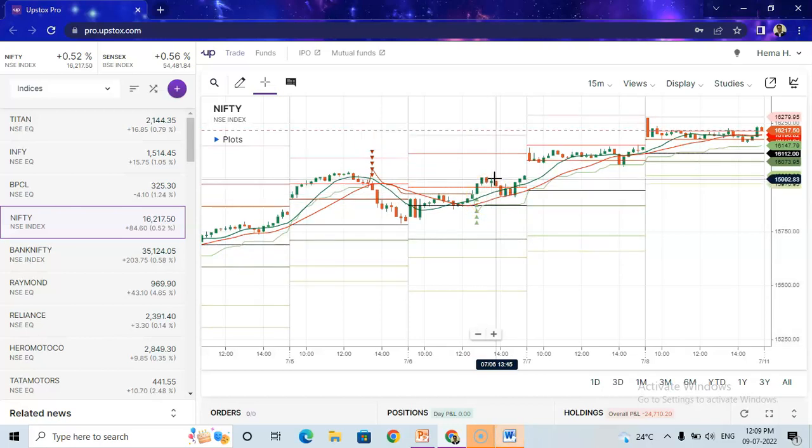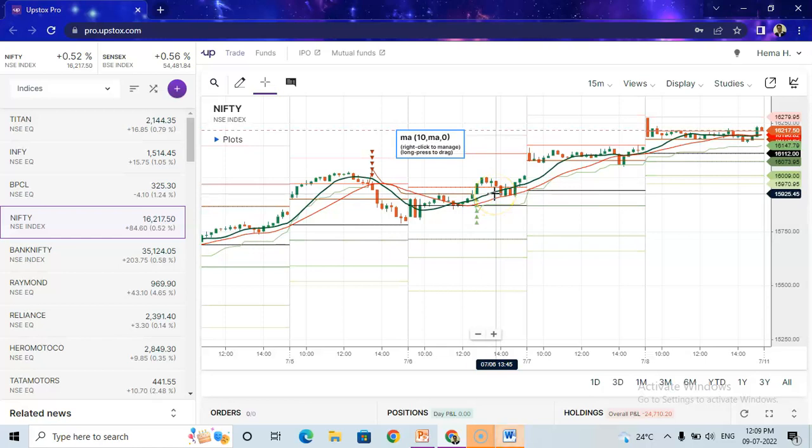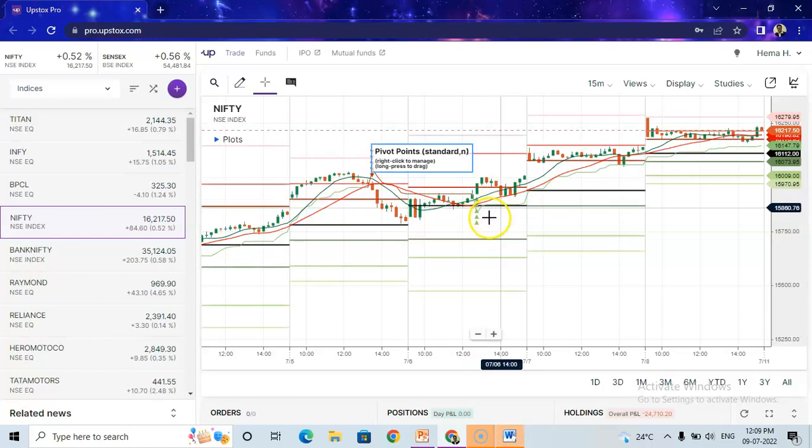So you will buy at this level, 15,925, and it made a high of 16,000. So hardly 75 rupees it has given, as that day there was not so much movement, so it didn't give much profit. When you buy here, your stop loss will be the arrow mark, that is 15,847.